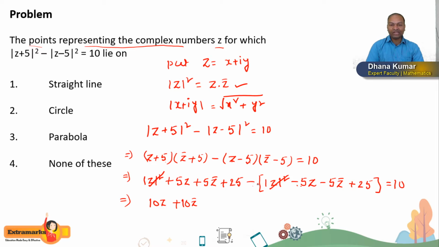Next, plus 25 minus 25 cancel is equal to what? 10. Okay, so I think the left hand side common term is 10. 10, 10 cancel. Correct na? So remaining is what? Z plus Z bar is equal to 1.